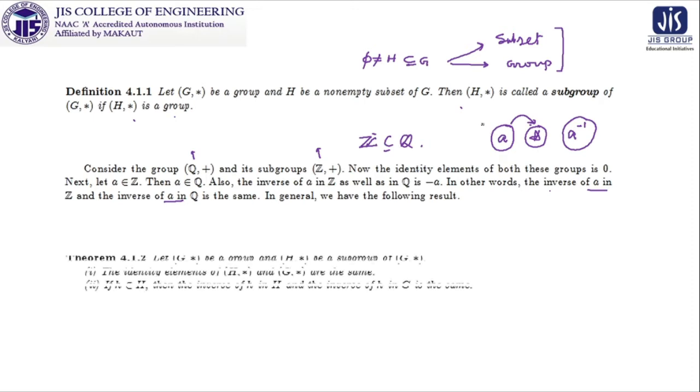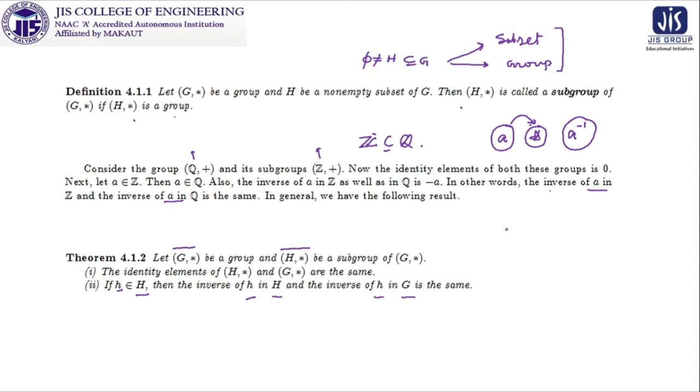So in general, the result we are getting is this. If we take a group (G, *) and a group (H, *) where (H, *) is a subgroup of (G, *), then the identity elements are the same. It has to be, from this discussion. And if we take one element h from capital H, then the inverse of h in H and the inverse of h in G are the same.